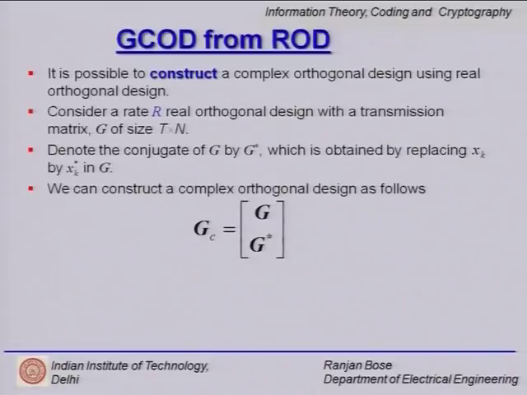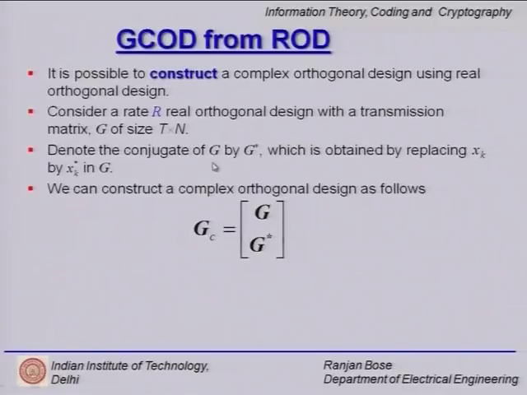Now we move forward and we see that we already have some real orthogonal designs available. Can we construct generalized complex orthogonal designs from these real orthogonal designs? If we can, then we have a recipe. The answer is yes, it is possible to construct a complex orthogonal design using a real orthogonal design. When we say real orthogonal design, we just mean that we have the generator matrix for that. So consider a rate R real orthogonal design with transmission matrix G of size t cross n. This could be a generalized real orthogonal design.